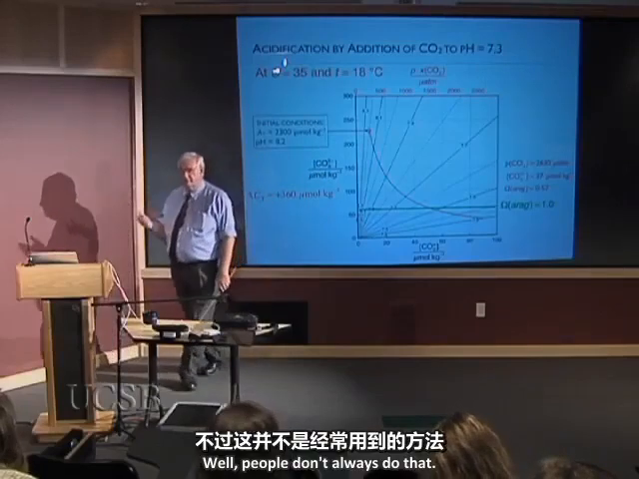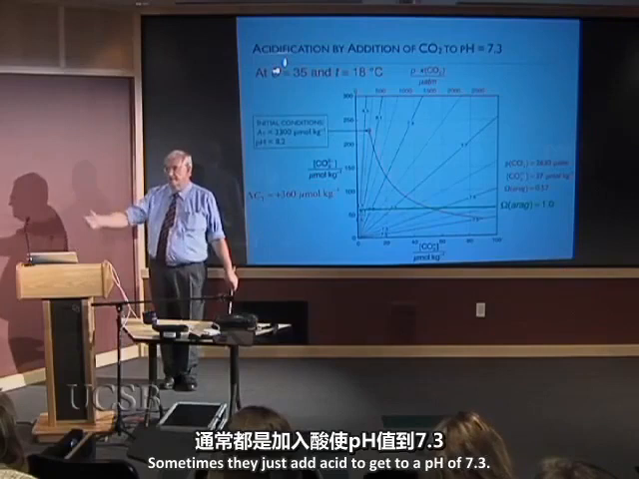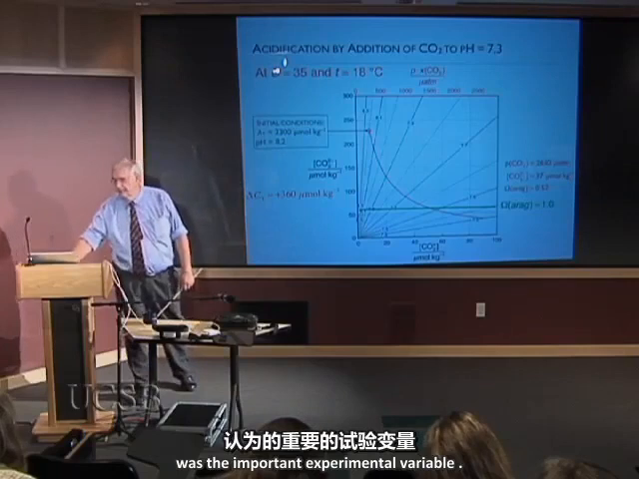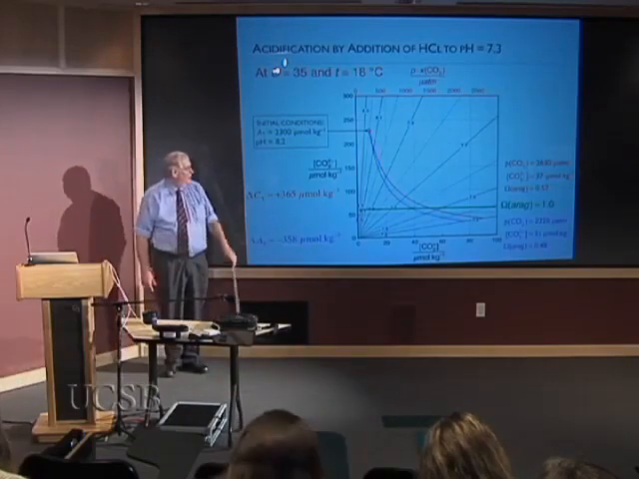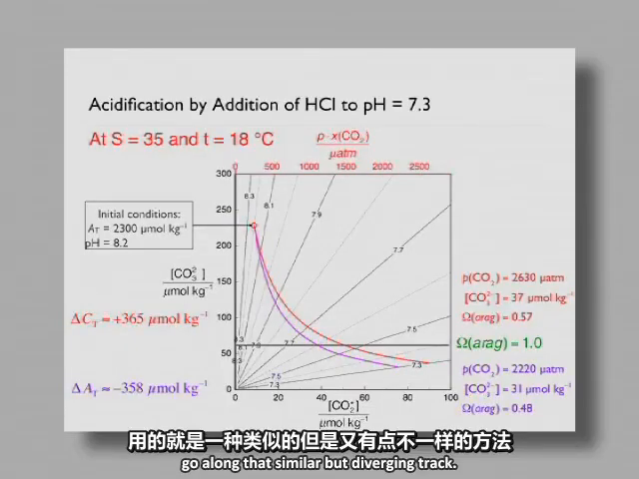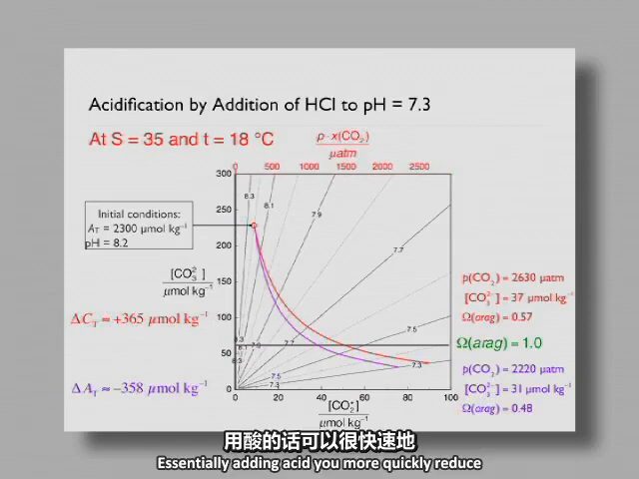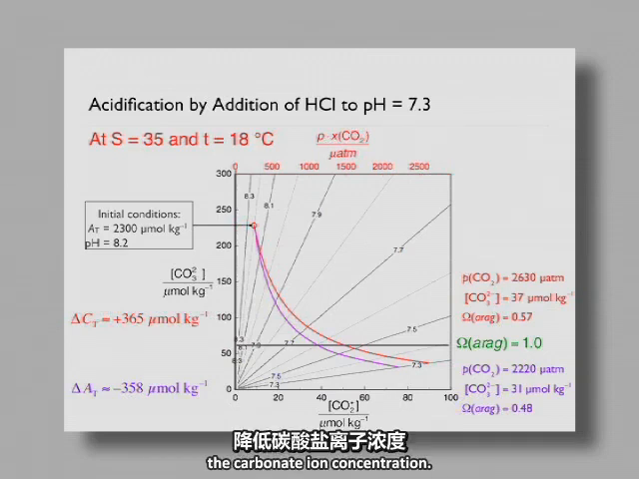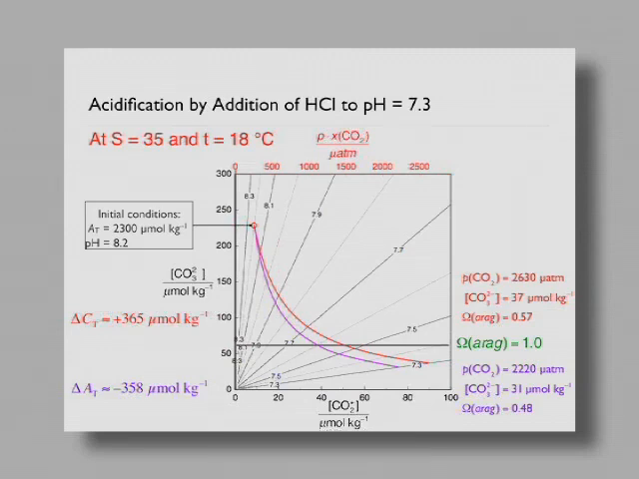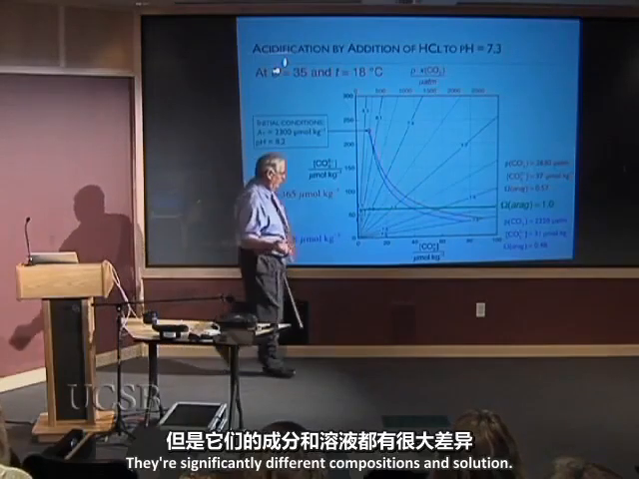Well, people don't always do that. Sometimes they just add acid to get to a pH of 7.3. After all, the pH of 7.3 was what they thought was the important experimental variable. Well, if you do that, you go along a similar but diverging track. Essentially, adding acid, you more quickly reduce the carbonate ion concentration. And so it drops down quickly, comes through to this point here. They're both at the same pH. They're significantly different compositions of solution.